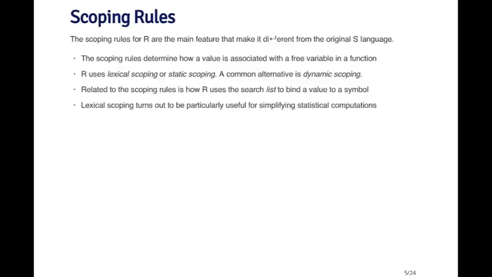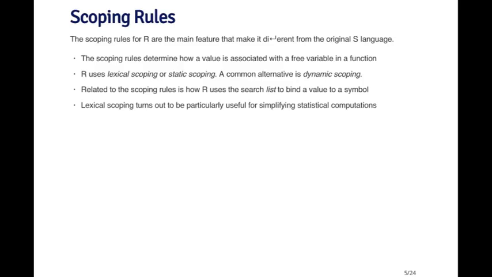So this leads us to the scoping rules for R, which I think is the main feature that makes it different from the original S language. Since most of you probably did not use the original S language, this may be something of a moot point. But the point is that the scoping rules are essentially what makes R different from the original.